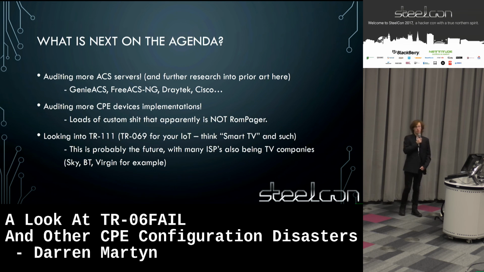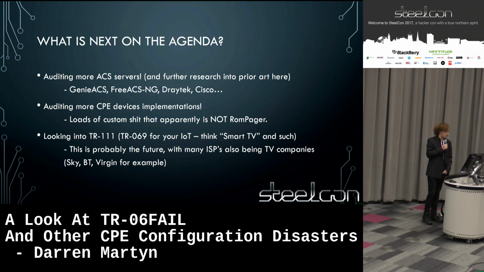There are a lot more poor ACS servers people use that I think we should be auditing. GenieACS, FreeACS-NG, there's the Draytek ACS, there's Cisco's ACS, which apparently has been end-of-lifed, so it's probably broken and in production everywhere. Auditing more CPE device implementations, because I've only audited ROM pagers so far, because it's the most common, but I found out that Orange, the telecom in France, they've open sourced their endpoint ACS TR-069 client code, so I need to audit that. It's written in C and it looks disgusting.